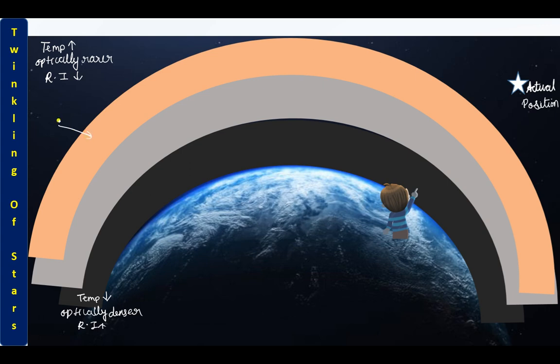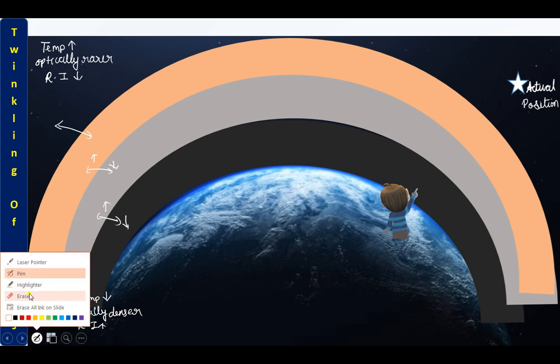When I compare these both, the refractive index of this layer will be more and the refractive index of this layer will be less. I hope this is clear to you.